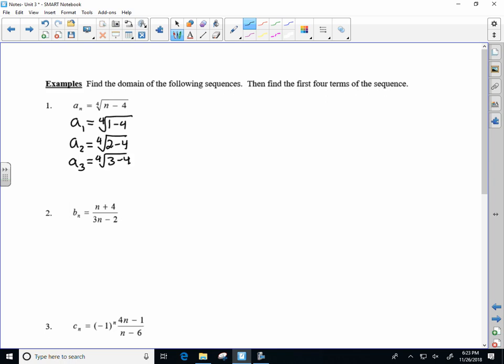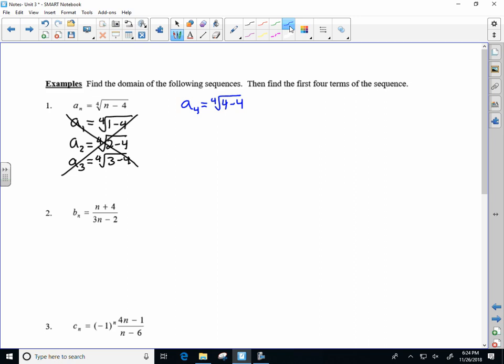3 minus 4. Then in a different color, I'm going to go to a sub 4 is equal to the 4th root of 4 minus 4. All right, so it took those first 3, we'll call them misfires. Not really, they're more like learning experiences. Each one of these are imaginary. So my sequence doesn't actually start there, because I'm only working with a set of real numbers here. All right, so anything imaginary is out. So those first 3 I would ignore. Those would not count as the first 3 terms of my sequence.